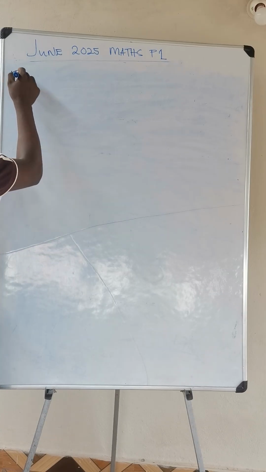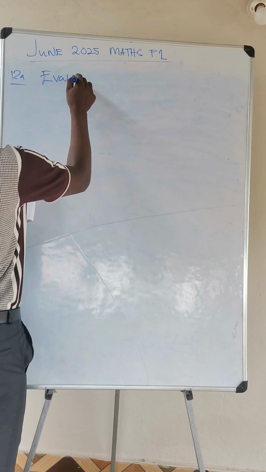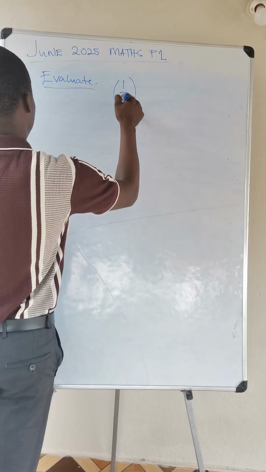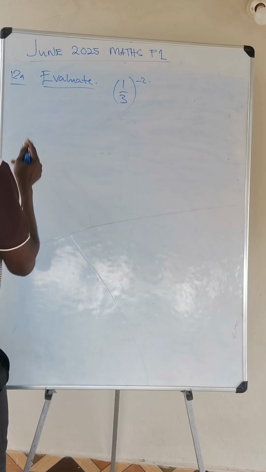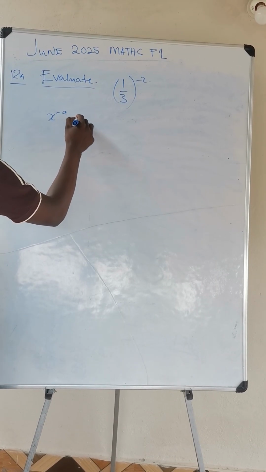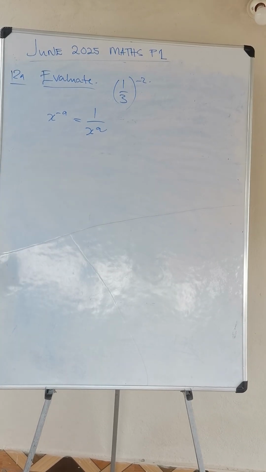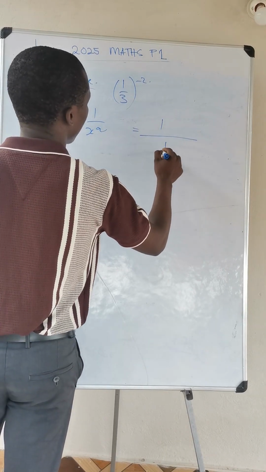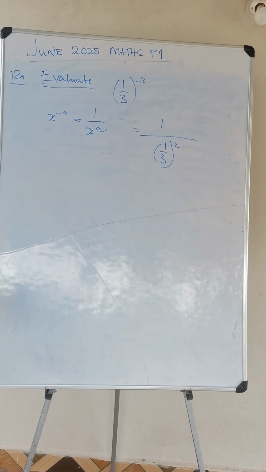So it's number 12A. Evaluate 1/3 to the power -2. Okay. So laws of indices says that x to the power -a can be written as 1/x to the power a. So if it is like that, it is the same as 1/3 squared. I think it's very clear for you.